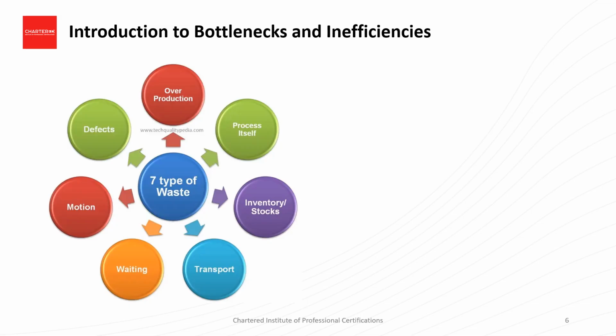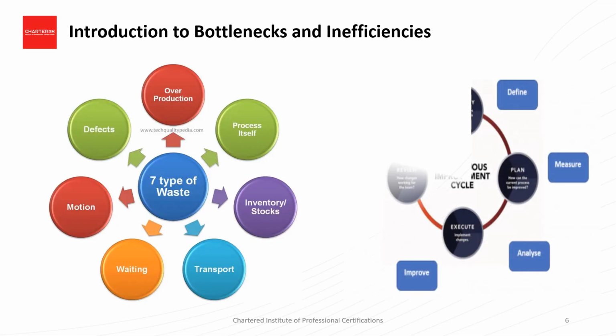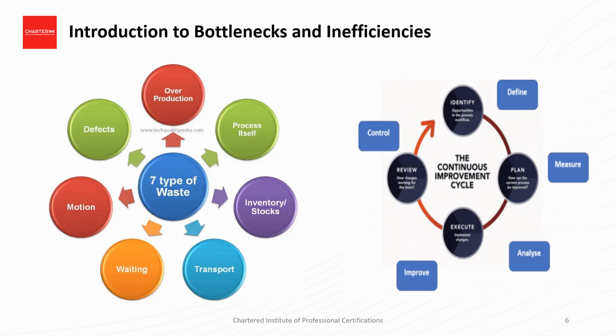Now, inefficiencies can lead to increased costs, reduced productivity, and lower profitability. For example, excessive inventory levels due to inefficient demand forecasting can tie up capital, increase storage costs, and lead to obsolete or expired products. Inefficient communication or coordination between different departments or supply chain partners can result in errors, rework, and delays.